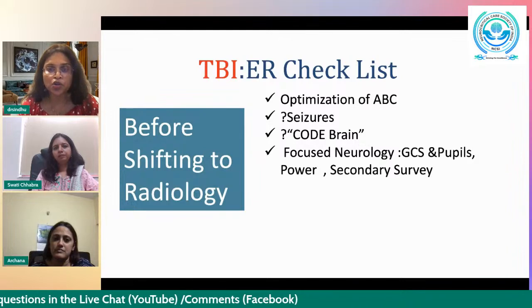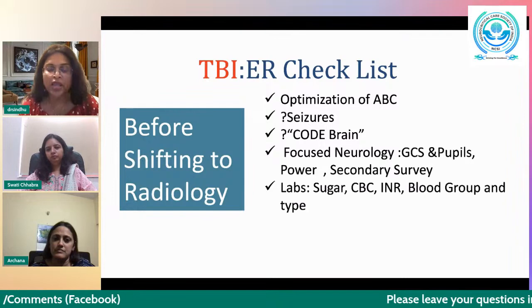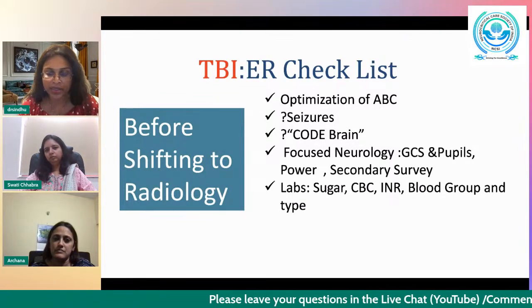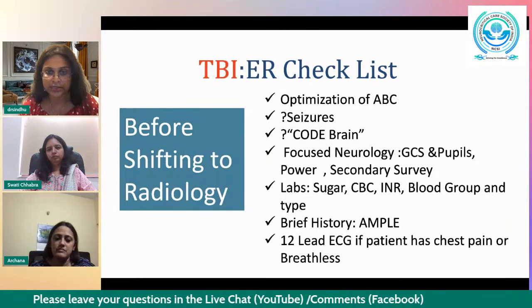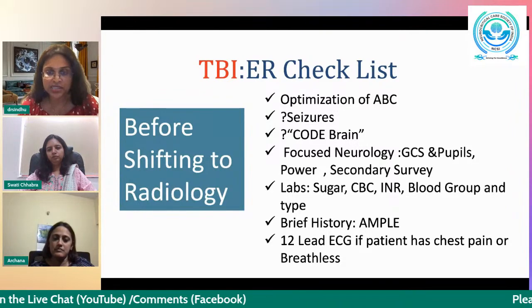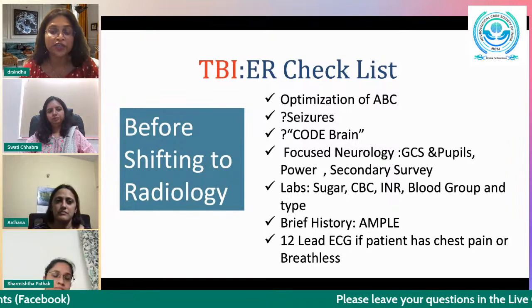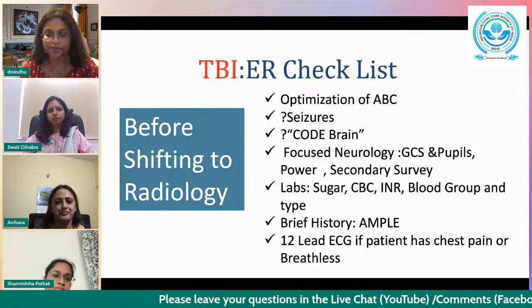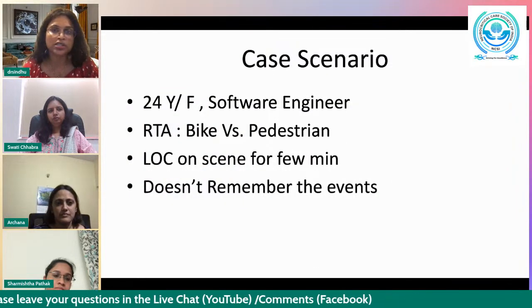Just do a focused neurological assessment, that is just the GCS, pupils, and a quick secondary survey, and basic labs like sugar, CBC, INR, blood grouping and typing, and a brief history, which is the AMPLE history, should be taken. And the 12-lead ECG can be taken even after the CT, but doing an ECG should not delay shifting the patient to CT if the patient does not have any cardiac problems or any breathlessness. So let's go to this case scenario.